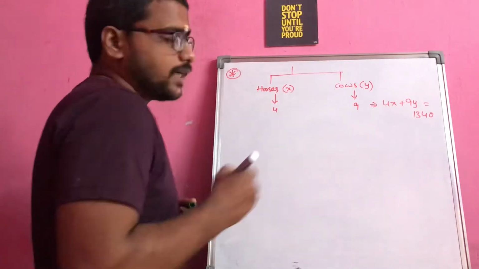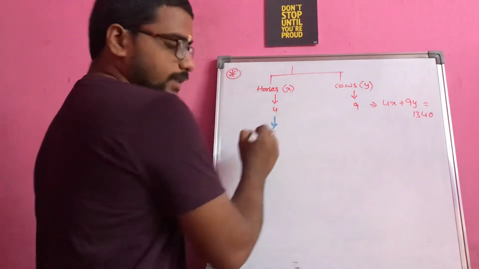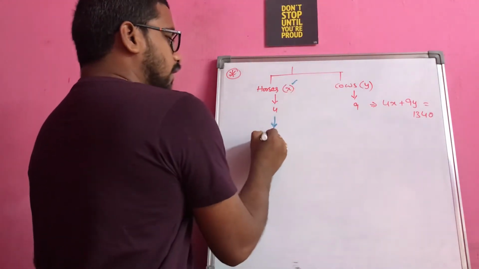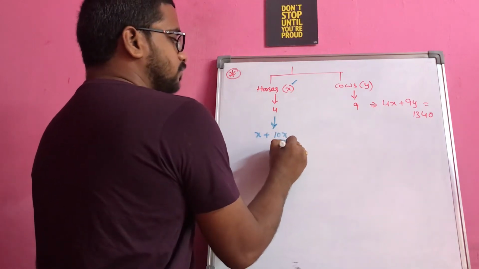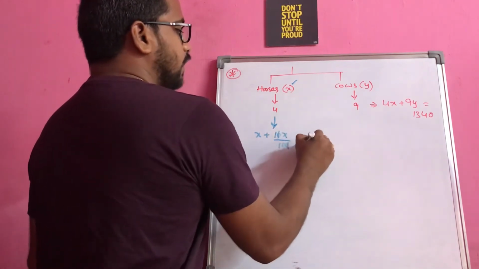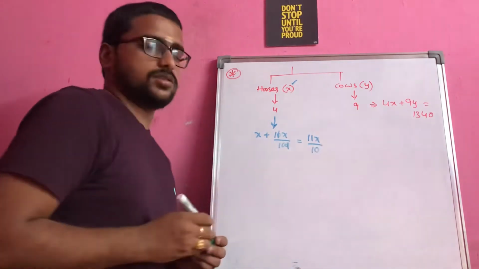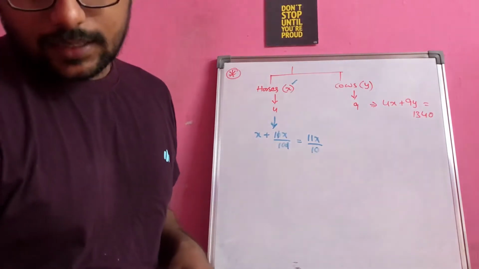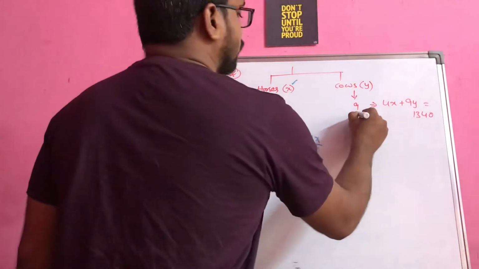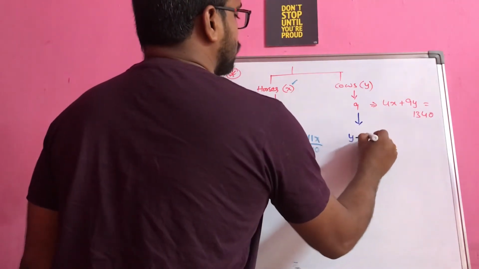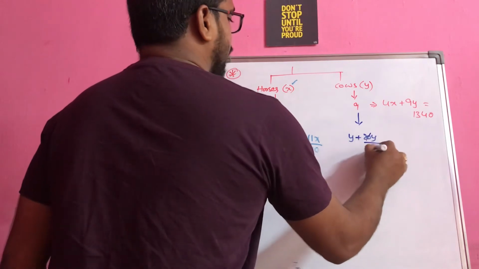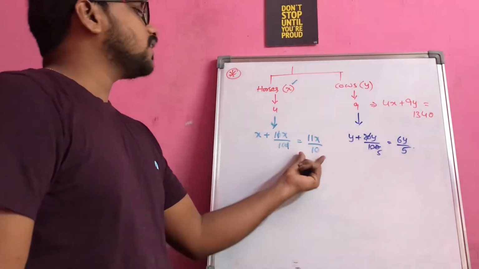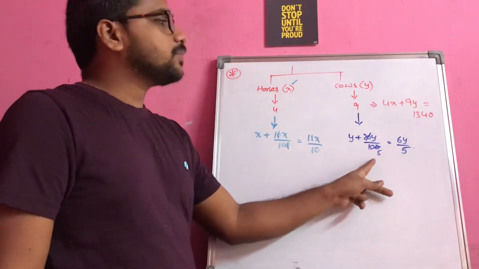Now see the next one. He sells the horse at 10% profit. So already x is there. 10% profit means 10x by 100. So that means he is selling the horse, so SP of horse is 11x by 10 rupees, right? And cows at a profit of 20%. Even for this, for a profit of 20%, y plus 20y by 100. So this is 5 times, so you will be getting 6y by 5. So this is representing SP of one horse. This is SP of one cow.